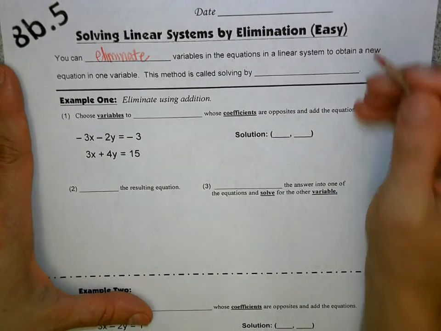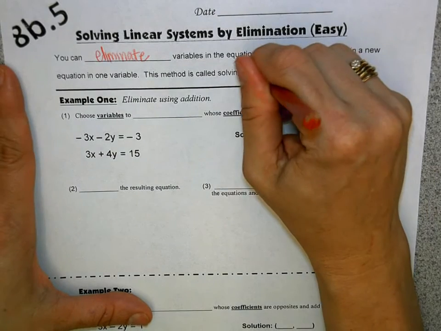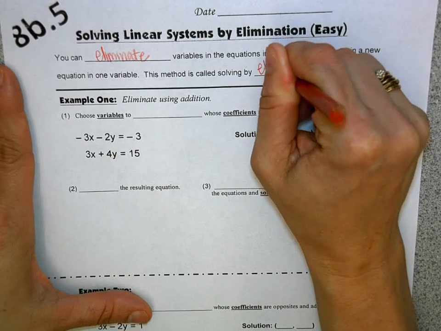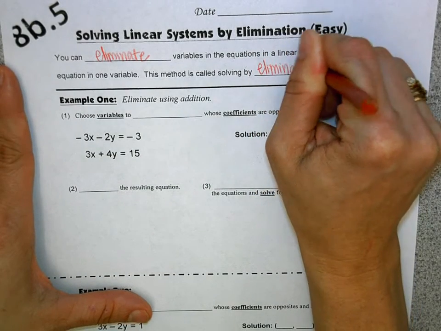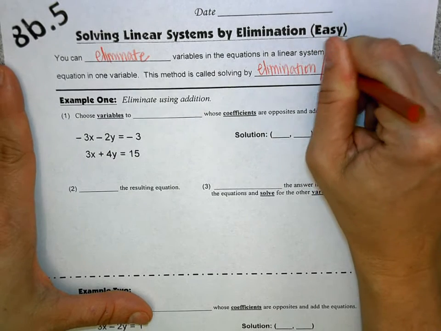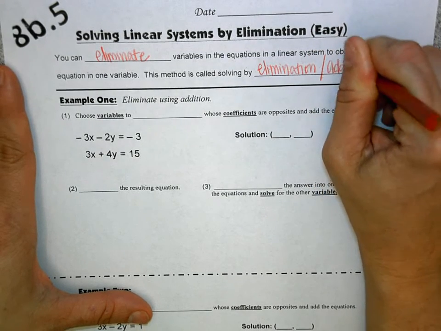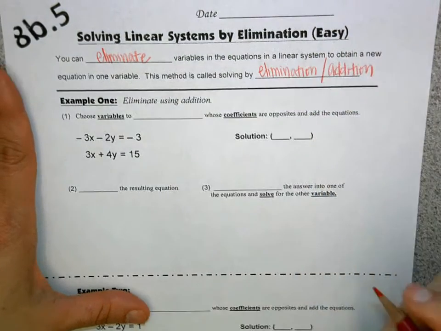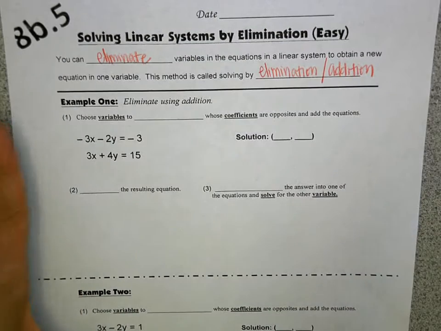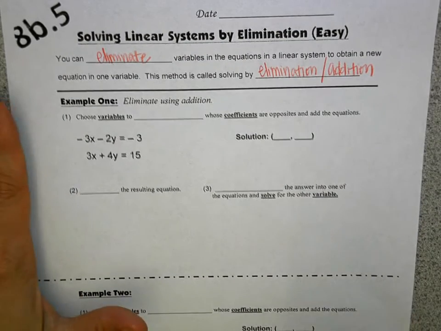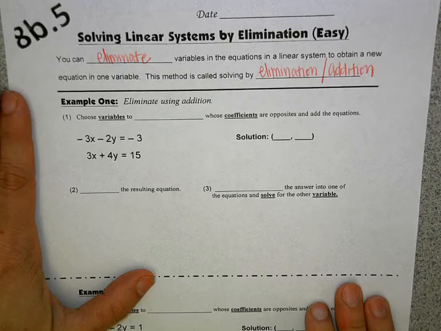This method is called solving by elimination. We call it the elimination method or the addition method. It's kind of called both depending on who you ask. So, elimination or addition method. For example 1, we are going to eliminate using addition.